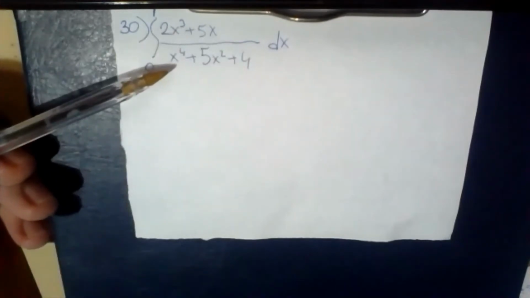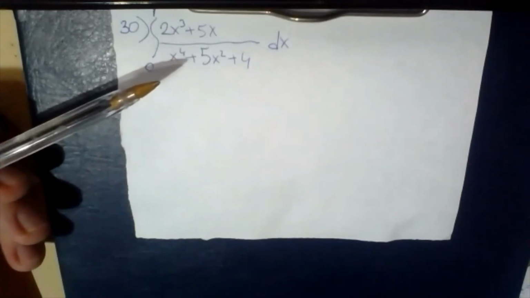Question 30 is the integral between 0 and 1 of (2x cubed plus 5x) over (x to the 4 plus 5x squared plus 4) dx. So the degree of the numerator is 3, but the degree of the denominator is 4. So we are ready for decomposing.